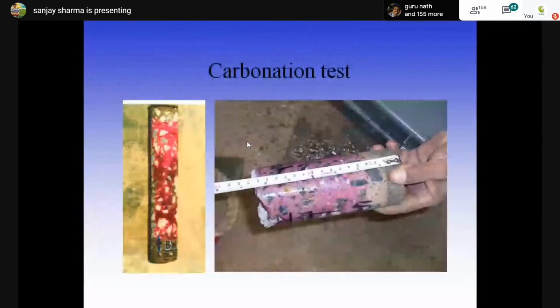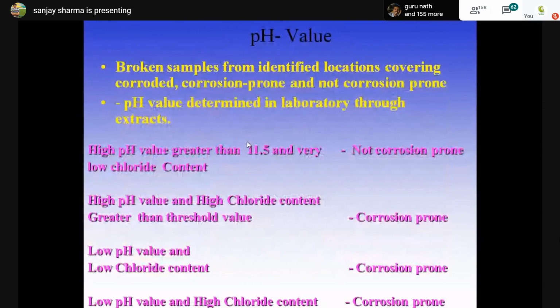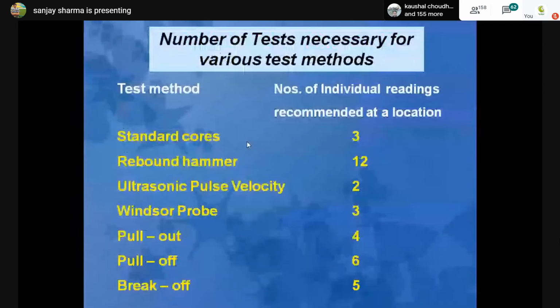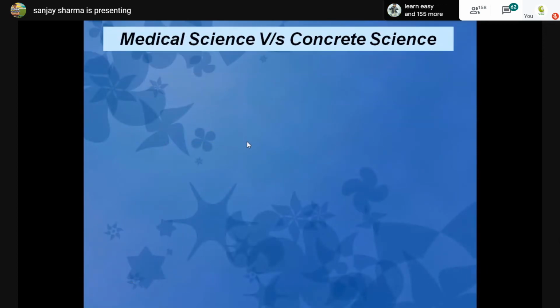So the chemical tests we have already discussed: carbonation, the pH value, and chloride content. Sometimes the question is, what is the minimum number of tests to be carried out? As per standard codes, the rebound hammer, as I said, about 10 to 12. Ultrasonic pulse velocity test, 2 tests. Windsor probe, 3. Pull-out test, 4 places. Pull-off, 4. Break-off, 5. We have to see that we take an average of those readings.